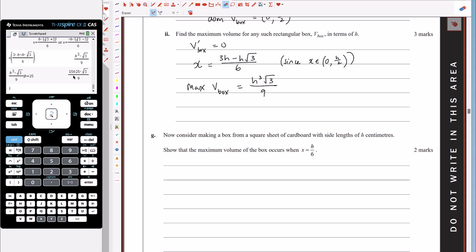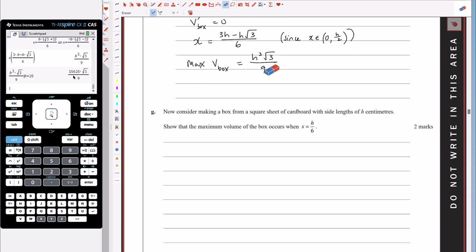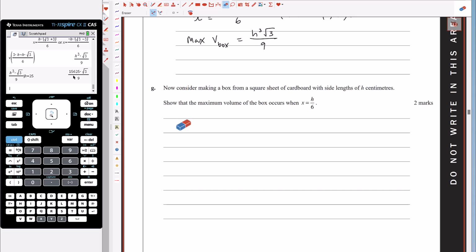Now consider making a box from a square sheet of cardboard with side lengths of h centimetres. Show that the maximum volume of this box occurs when x equals h on 6. Okay, so now this time we've got a square. Cutting out squares of side length x. The side length of the sheet of cardboard is h.